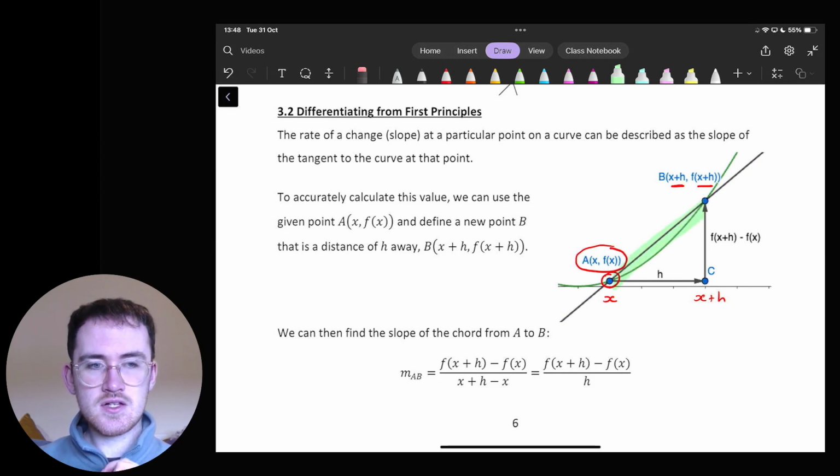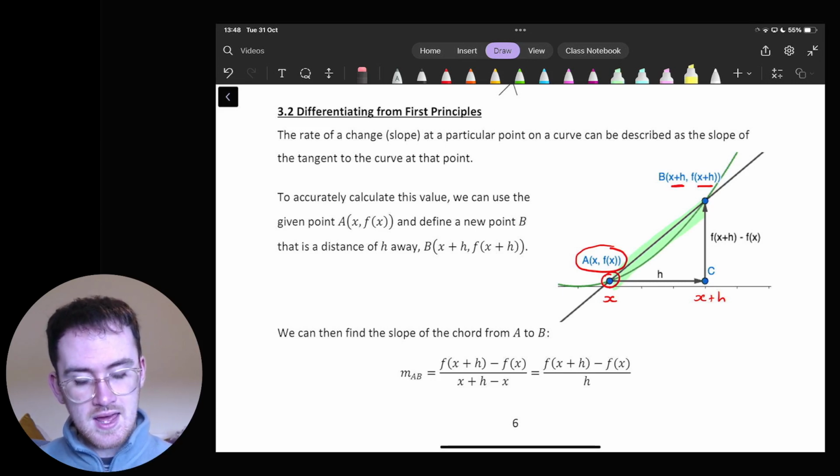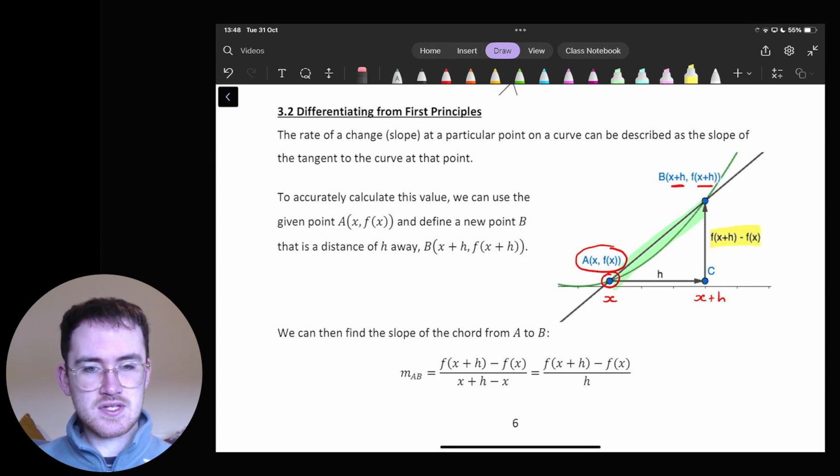If I wanted to get the slope of that, I could use my rise over run, or I could use my slope formula. It doesn't really matter. If we look at the rise over run, for example, here, we can see that I've gone up a distance of f of x plus h minus f of x. So that's my y2 minus y1, or my rise. And my run is I've gone h across.